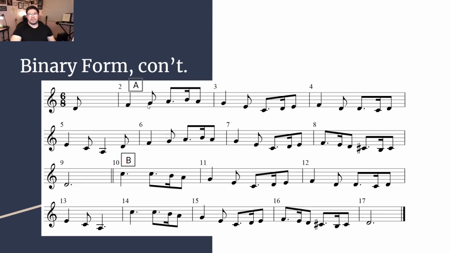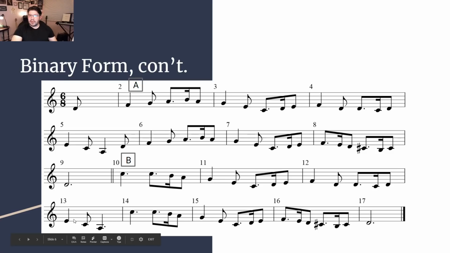Bum bum bum bum ba-dum, bum bum bum ba-dum, etc. I'm not going to sing the whole thing for you because you just heard it. But we can hear that that's the A section. When the B section comes in, we hear it, and it looks different too.